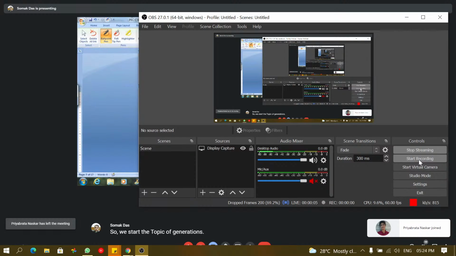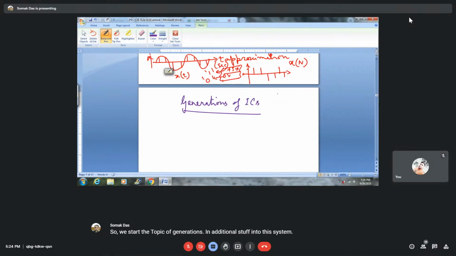Generations of integrated circuits. So mainly there are five generations of IC. Typically four. Some may segregate it as five. SSI, which speaks of small scale integration.